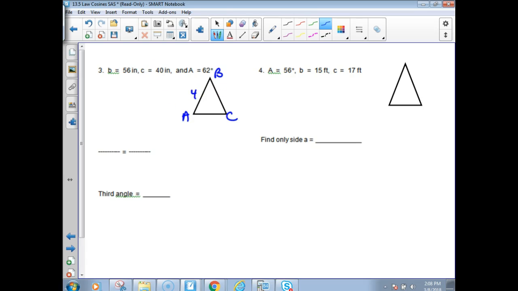C is 40, which would be opposite angle C. A is 62, and then b was 56. All right, so we're going to be able to find side a using the law of cosines. So a squared equals 40 squared plus 56 squared minus 2 times 40 times... why did I write that there? I'm going to run right into that triangle.